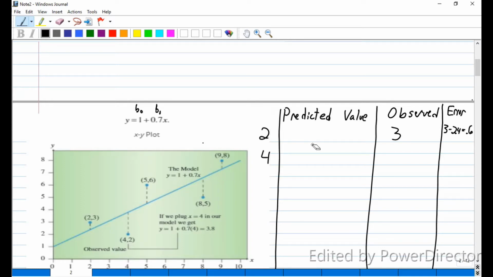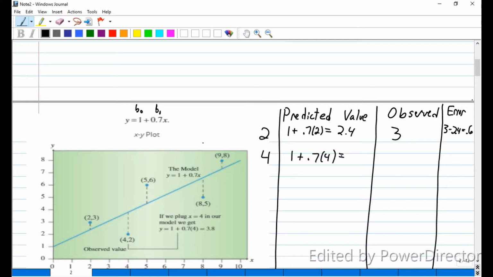All right, so let me plug in a 2 right here. 1 plus 0.7 times 2. That was 2.4, getting it from this equation right here. So if I plug in a 4, that's 1 plus 0.7 times 4.